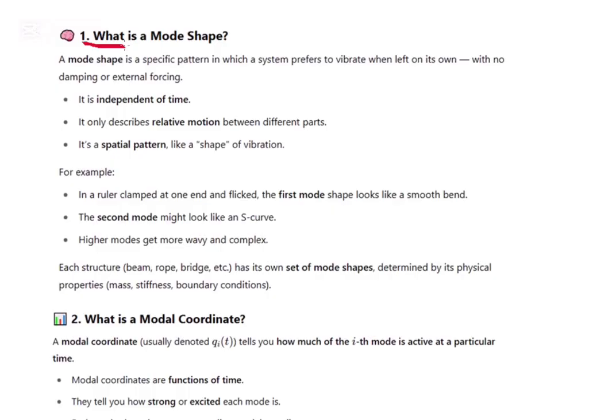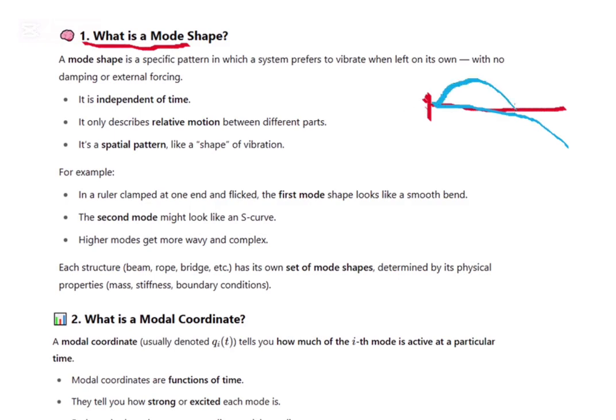What is mode shape? Actually, mode shape is a specific pattern, a fixed bending pattern, in which a system prefers to vibrate when left on its own with no damping and external forcing. Suppose you have a cantilever beam, something like this. It's going to distort from its initial position, and if we set it in motion, it may vibrate like this. This is going to be the first mode shape.